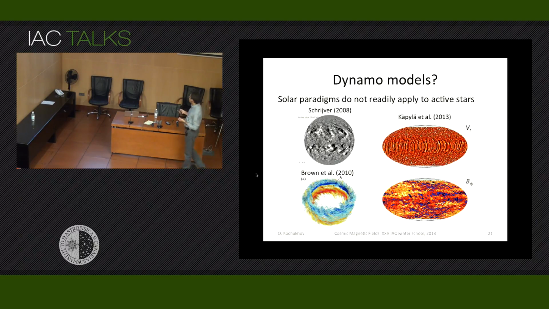But, okay, here he doesn't even have horizontal field. This is entirely radial bipolar regions. So this is completely different from what we observe in reality. We observe toroidal field very often, these rings of azimuthal field. So this doesn't work. The solar paradigm doesn't work.